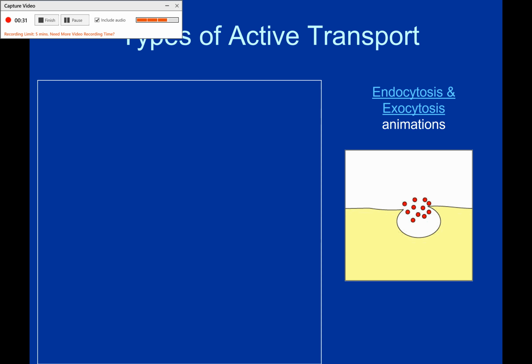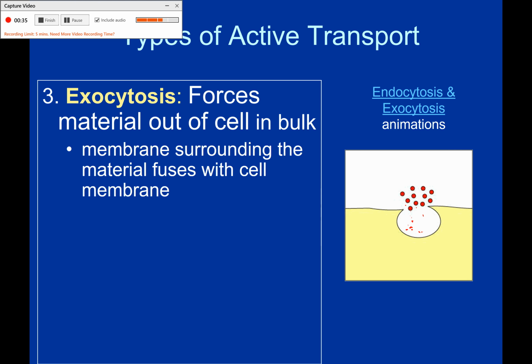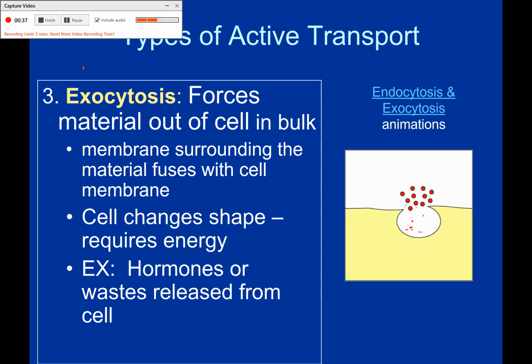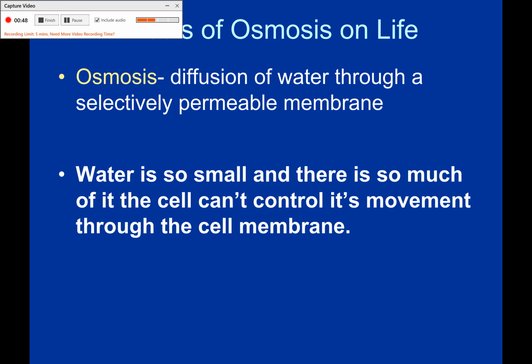Exocytosis, and I'm going to show this animation here. So when your body makes proteins like this, it has to get them out of the cell. So remember, exo means exit, and this requires energy as well. So you're exiting these proteins out of the cell.